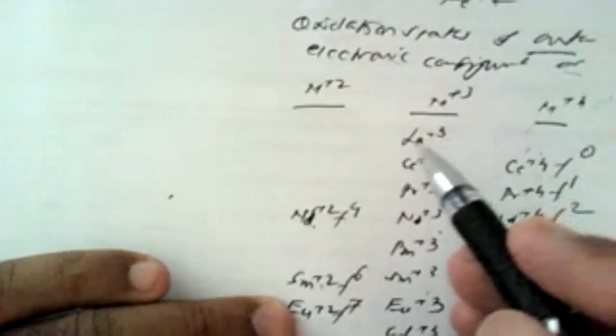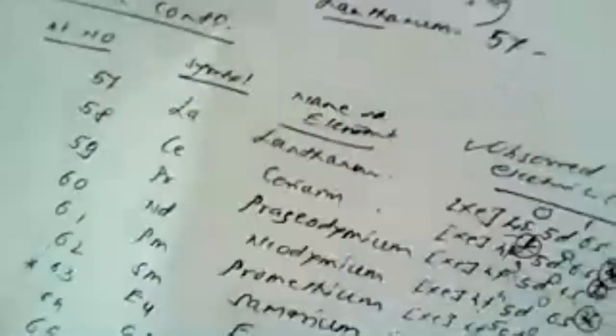Now, if we want to write the electronic configuration for the lanthanum +3 ion, then look at this electronic configuration again.